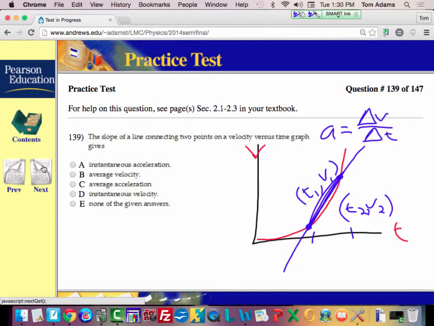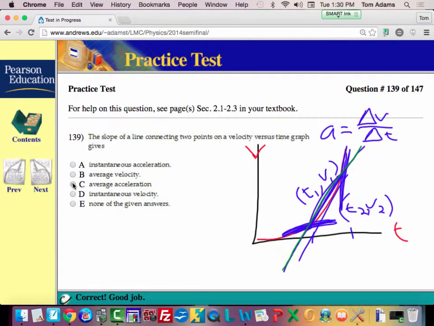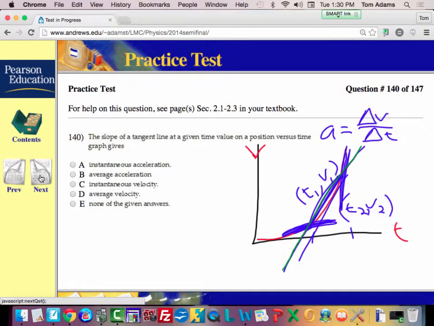Now, it's probably parallel at some point in time in between these two, but see, the slope here, which represents the acceleration, is different than the slope here. So what does this line right here represent? Average velocity. Well, not velocity, but acceleration. So that's the average acceleration. Does that make sense? Okay. Good. Next, problem 140.